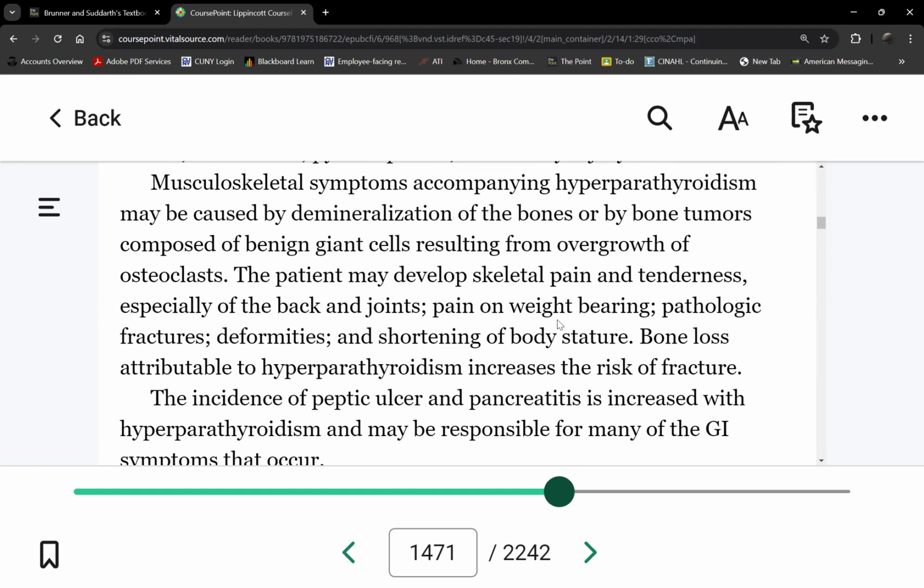Keep in mind, only 1% of our calcium is in the blood. 99% is stored away in the bones and the teeth. So as a result, it will cause demineralization of the bones or the teeth. So that's how serum calcium levels increase. And as a consequence, there will be bone pain, tenderness, joint pain, back pain, and then the shortening of the stature also, because the vertebrae will lose height.